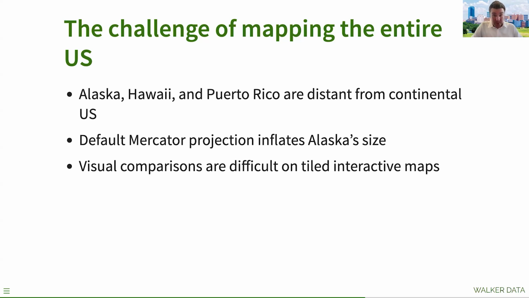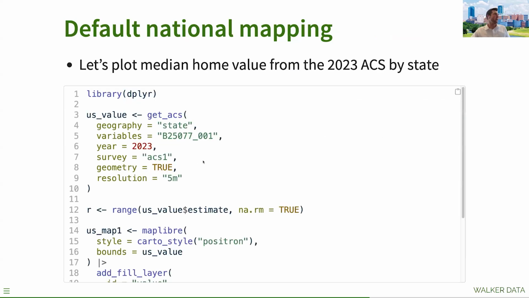Beyond that, the default Mercator projection used in web maps grossly inflates Alaska's size. Alaska is very large, but it appears even larger on a Mercator map. It has that Greenland problem, right? Because it overlaps the Arctic Circle. And so that is not ideal either. And then visual comparisons in turn get difficult because I want to compare the different states. Alaska's way over here, Hawaii's way over here. That gets tough. So let me show you a basic example.